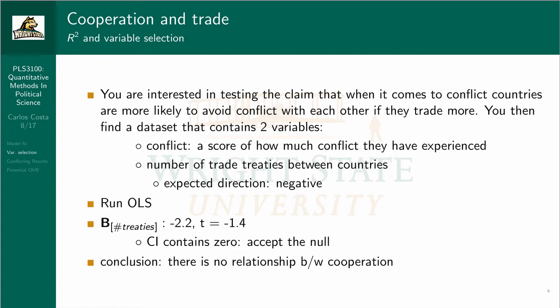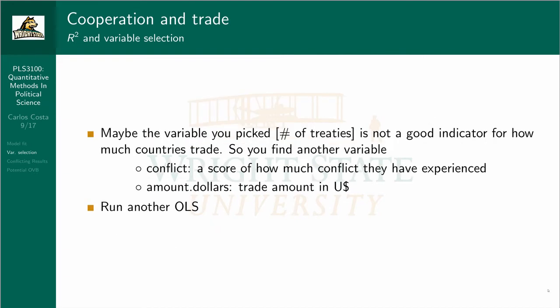The OLS produces a beta coefficient of -2.2. The coefficient interval includes 0 and therefore you accept the null hypothesis. Basically, you conclude that there is no relationship between conflict and trade cooperation. It could be that the relationship between conflict and trade cooperation is just not real. Or it could simply be that the variable that you picked to represent trade is not a good variable.